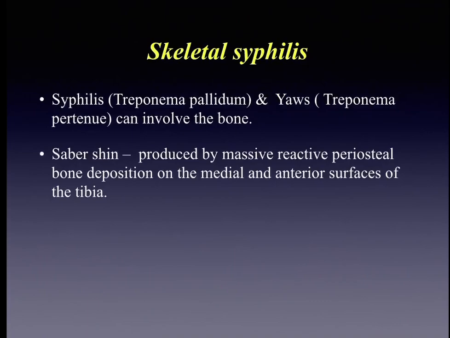Next, coming to skeletal syphilis. So here generally bone involvement is infrequent because syphilis as such is usually diagnosed and treated even before the complications can develop. So syphilis is caused by, as you all know, Treponema pallidum, and one of the skeletal manifestations is saber shin, which is produced by massive reactive periosteal bone deposition, especially on the medial and anterior surfaces of the tibia.